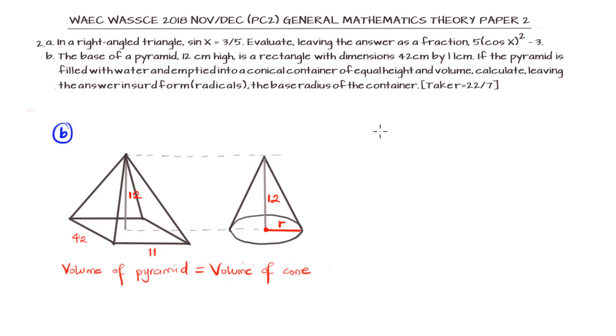So now, the volume of a pyramid, we are told is equal to the volume of cone. The formula for the volume of a pyramid is given as 1/3 multiplied by the breadth of the base, multiplied by the length of the base, multiplied by the height of the pyramid. Volume of the cone is 1/3 pi r square h. R is the radius of the circular base and h is the height of the cone.